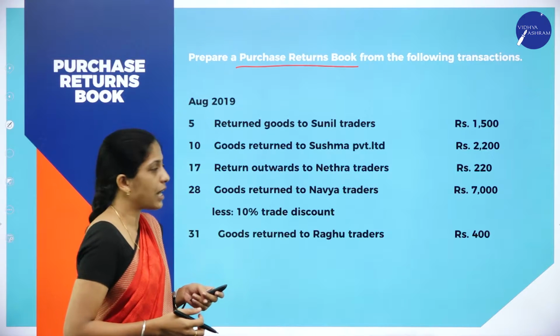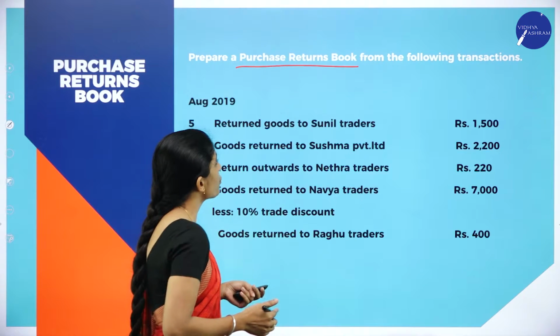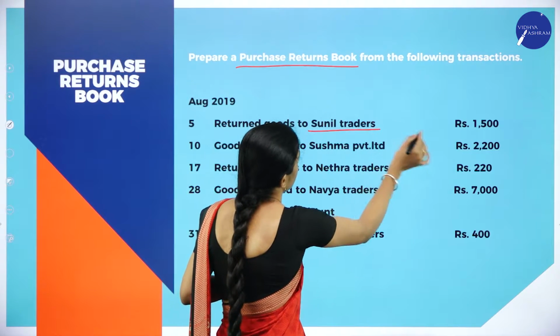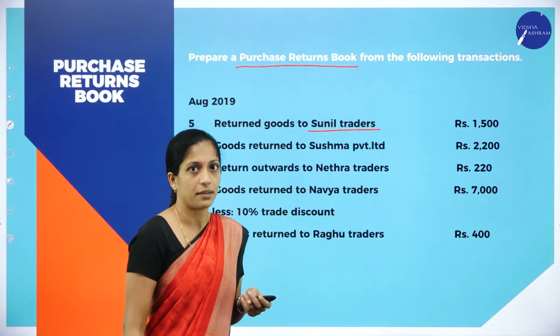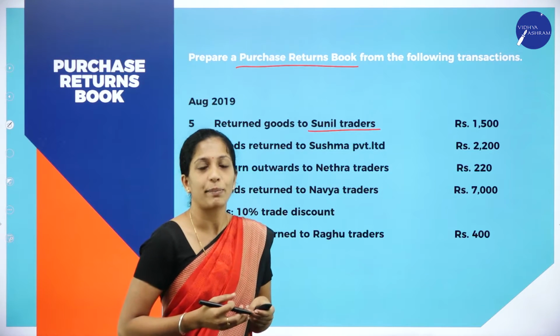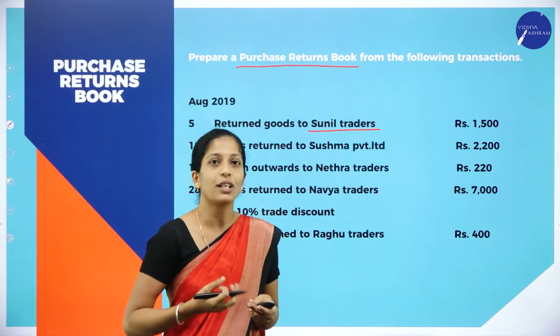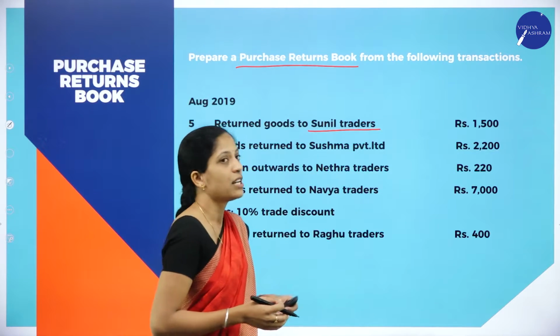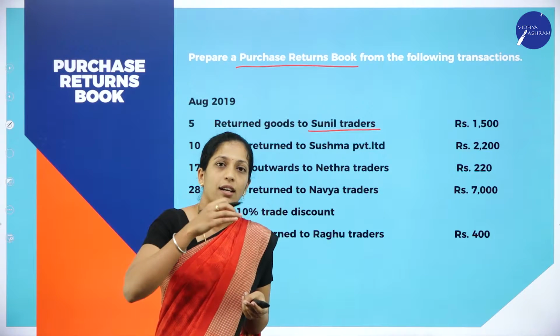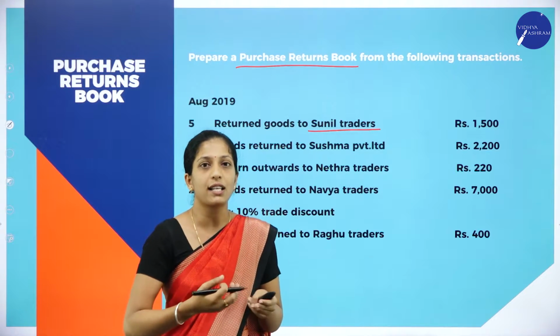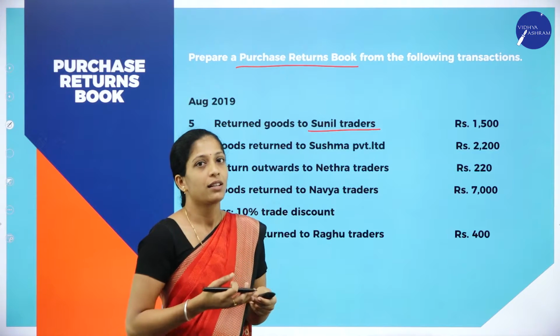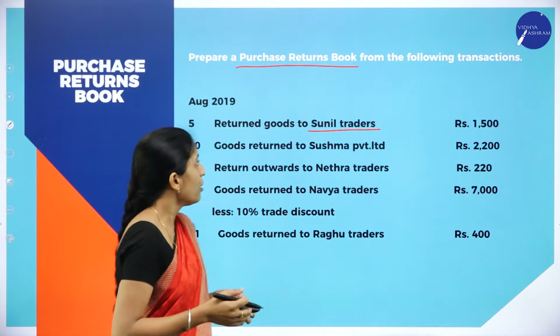5th August 2019, return goods to Sunil Traders, how much? 1,500. So return goods is nothing but what? We have purchased and we are returning that goods. So that is return goods to whom? Sunil Traders. In the sense, we have purchased from Sunil Traders, now we are returning to him. That is how much? 1,500.